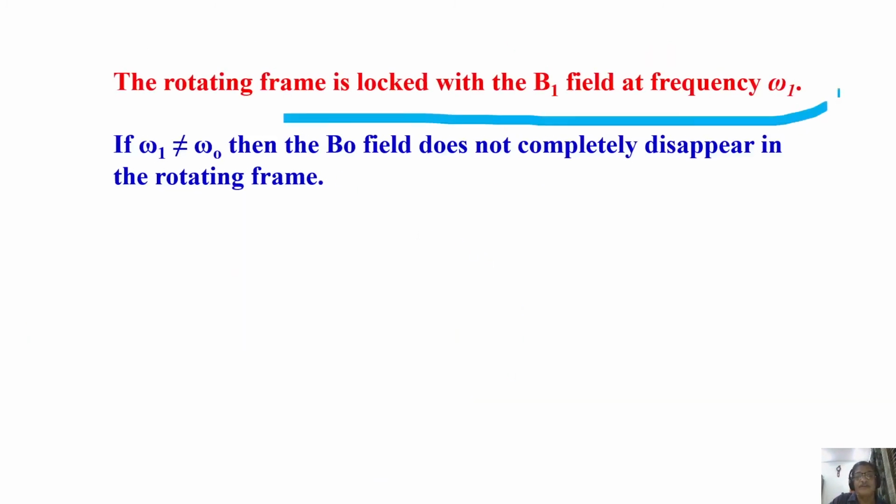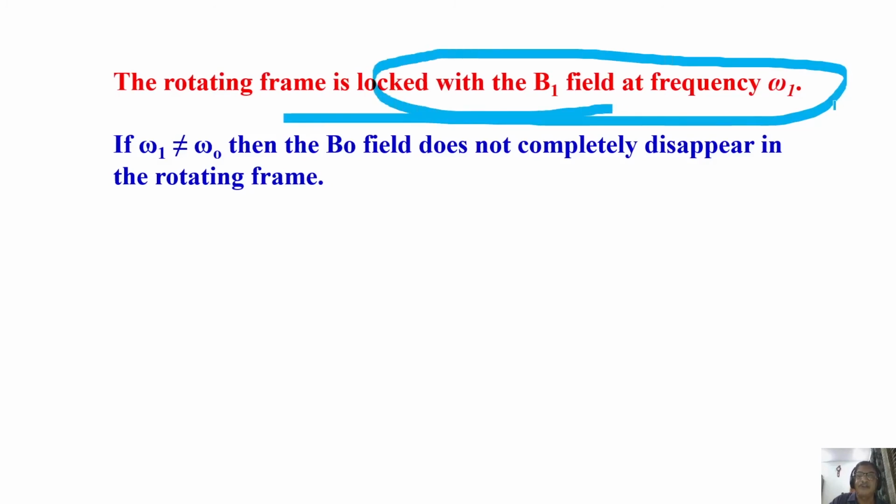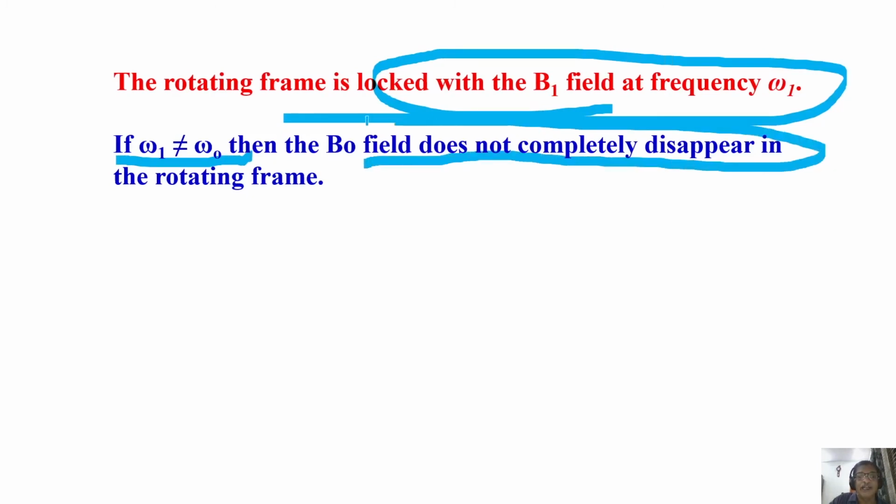The rotating frame is locked now along with the B1 field at a different frequency. When omega 1 is not equal to omega 0, then what happens? The B1 field does not completely disappear in the rotating frame. Earlier, when it was exactly on resonance, I said the spins see only the B1 field, and the main field B0 is assumed to be absent for the spins precessing in the XY plane.